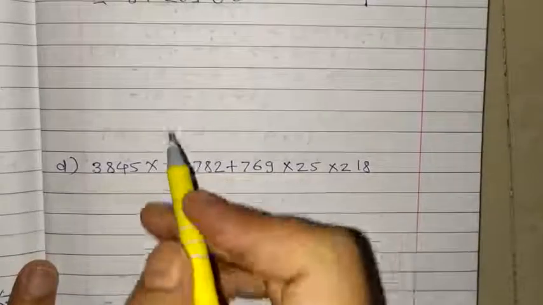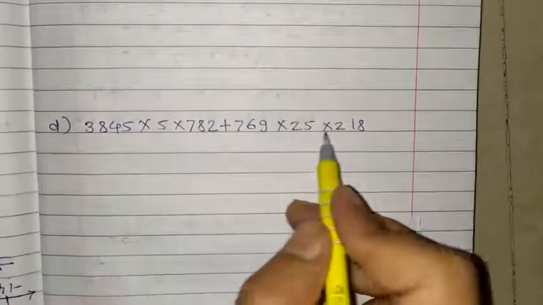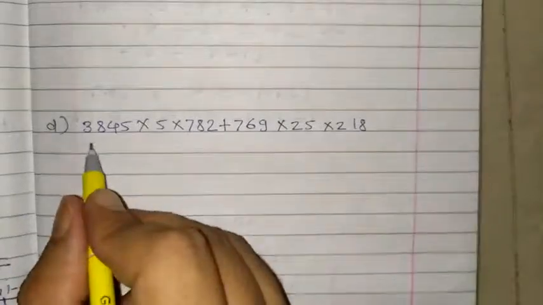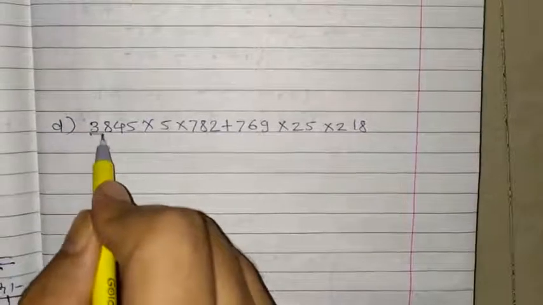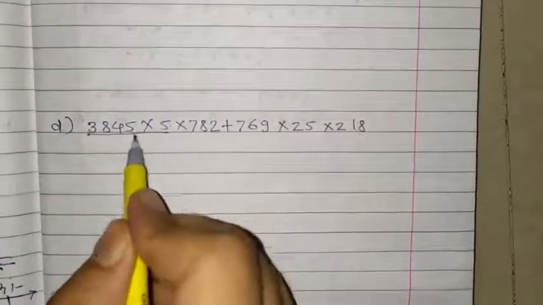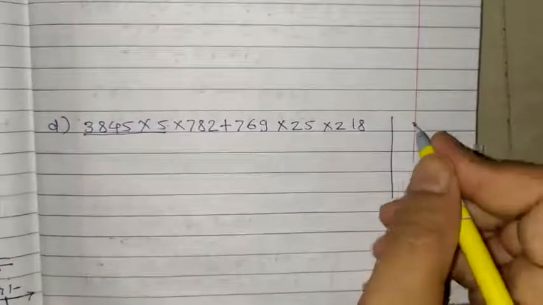Then question number D. Here also you do the same procedure, but you observe there is no common number. Then what do you do? We solve as usual. While solving this, we pick up these two numbers because this one is quite easy. 5 into 5, 25. So we solve that first.